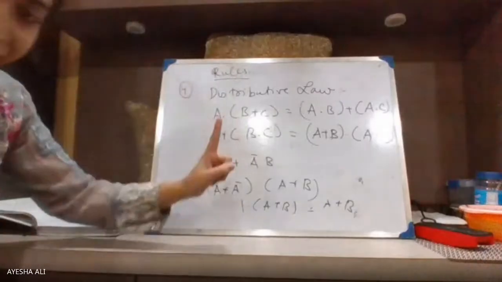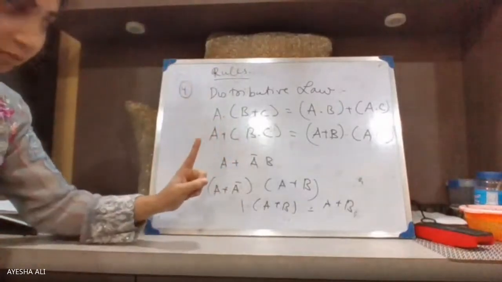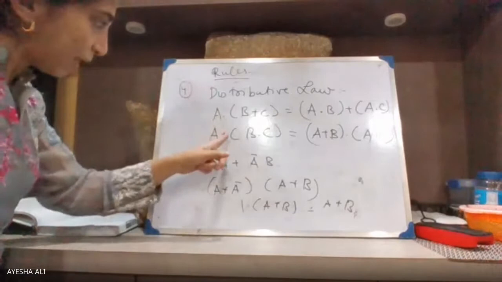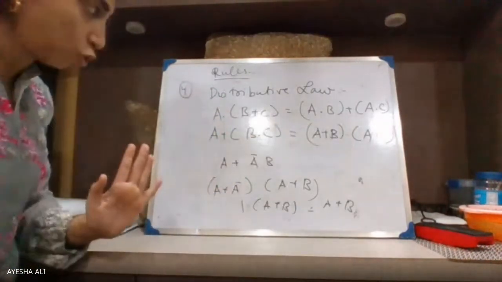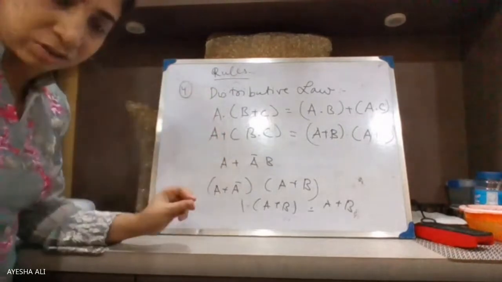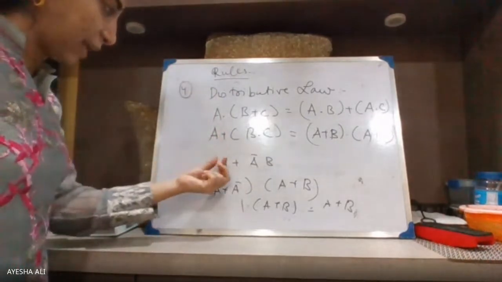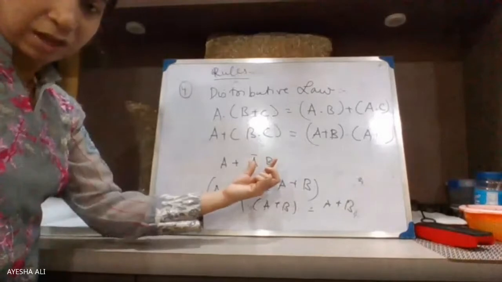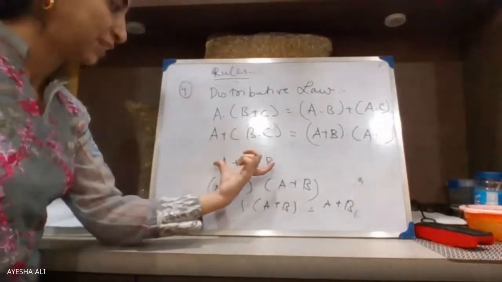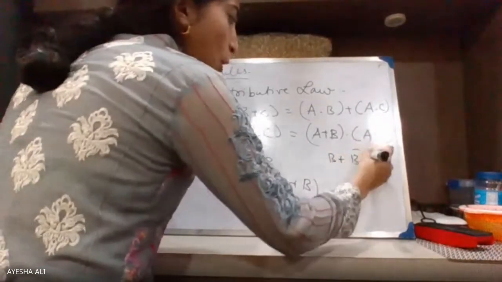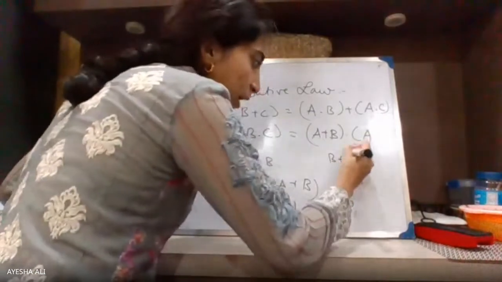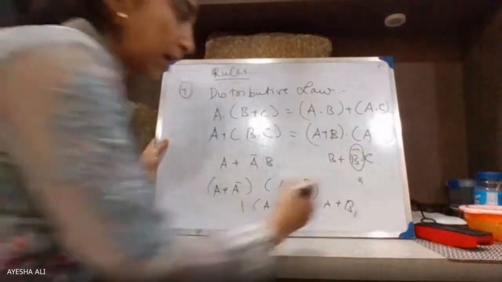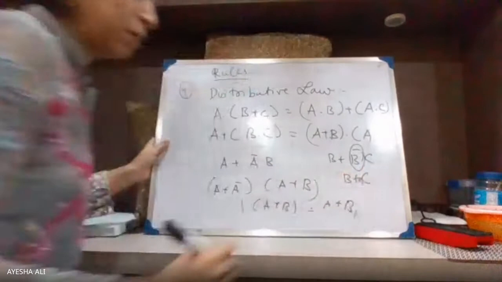So if this too you know, A plus B into C will give A plus B into A plus C. In scenarios, if you get something like A plus A complement B, or a logical expression which has B plus B complement C, eliminate the B complement and the minimized form will be B plus C.